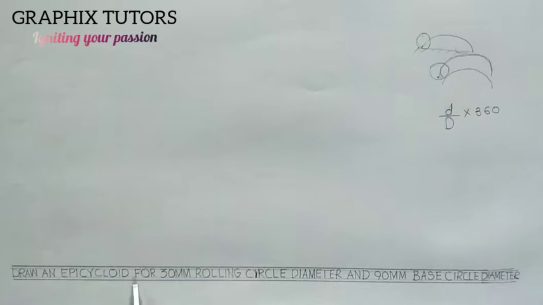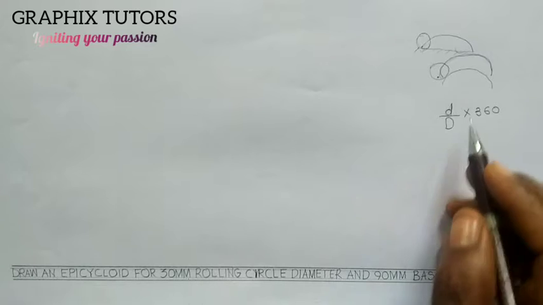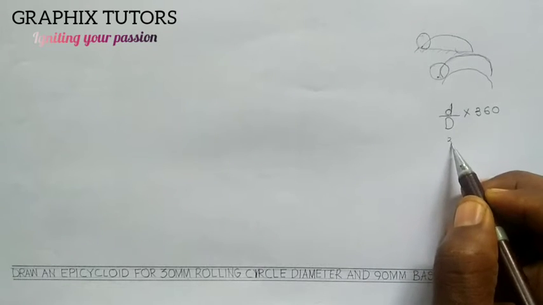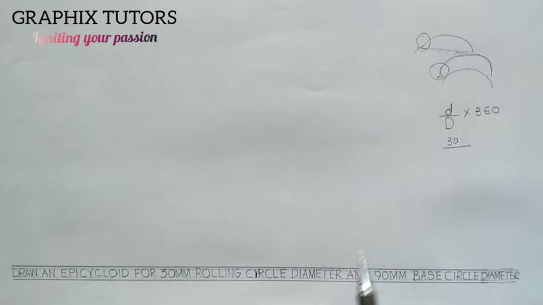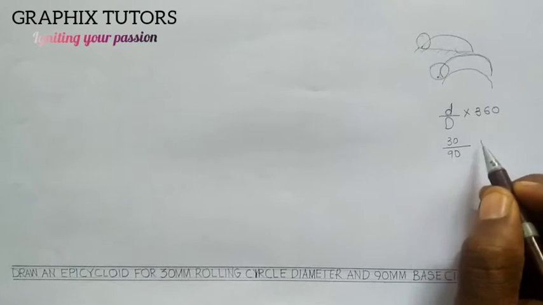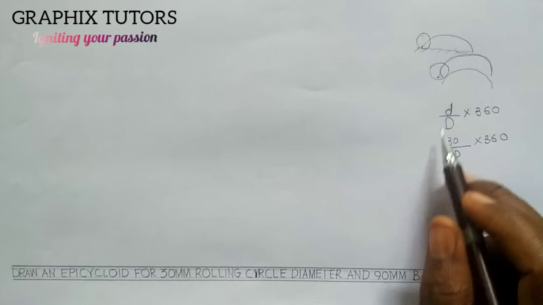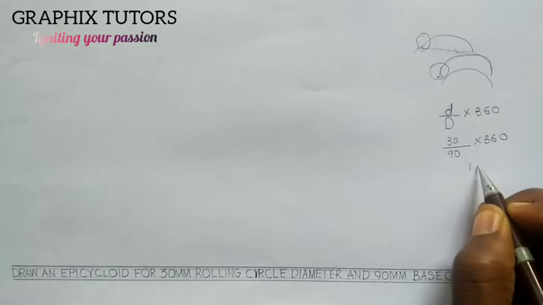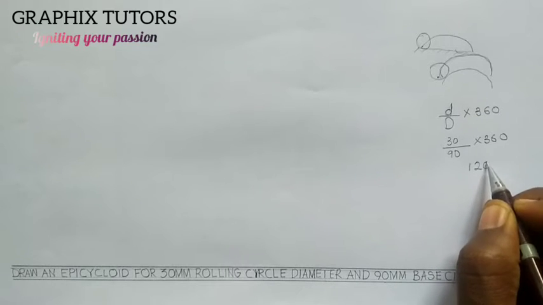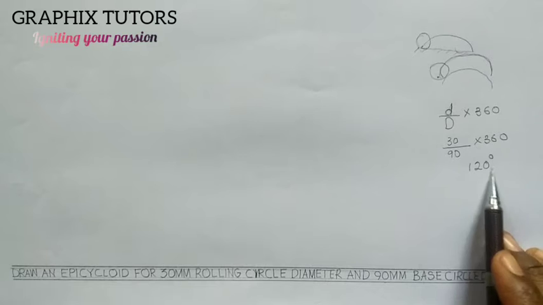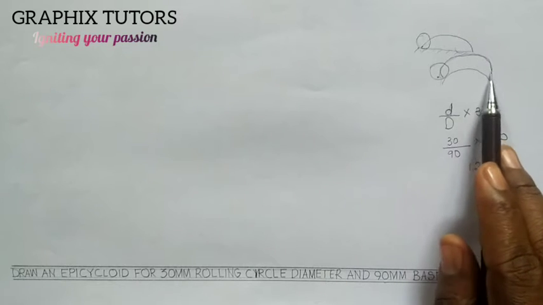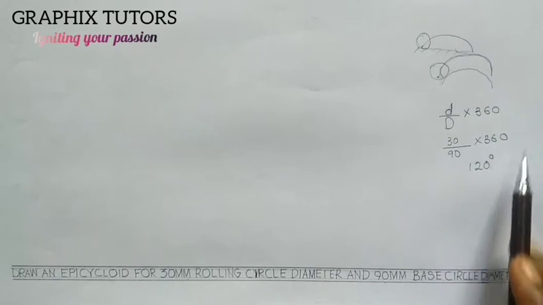So now in this case, if you look at our data here, it says the rolling circle is 30 millimeter. That means my small d here is 30, all over this bigger D, the base circle, which is 90, multiplied by 360. Right? Now if you do your calculation here, our angle will be 120 degrees. So this angle you are seeing is the angle at which the base circle is formed, right?